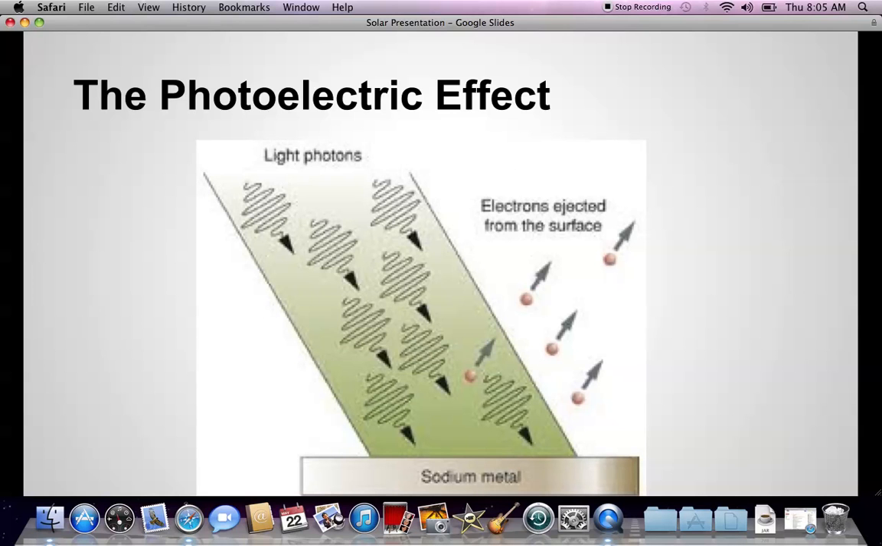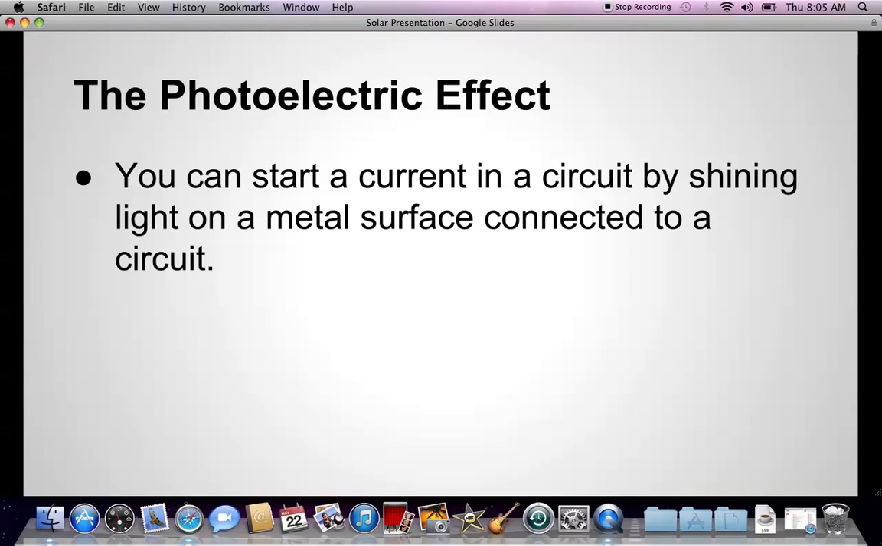Here's an illustration showing the light photons shooting down at the sodium metal. They are carrying energy with them and they're able to eject the electrons from the surface. Those ejected electrons are really what gives us our energy. They're the ones that are going to go through a circuit, and they're called photoelectrons because they have been ejected by photons.